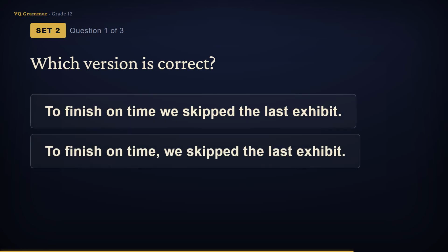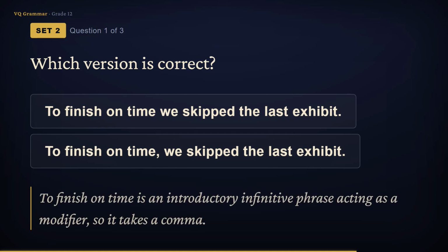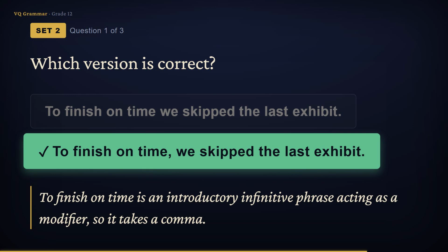Number 4. "To finish on time we skipped the last exhibit." Comma or not? "To finish on time" is an infinitive phrase opening the sentence and telling us the purpose. An introductory infinitive like that takes a comma, so the answer is the version with the comma after "time."